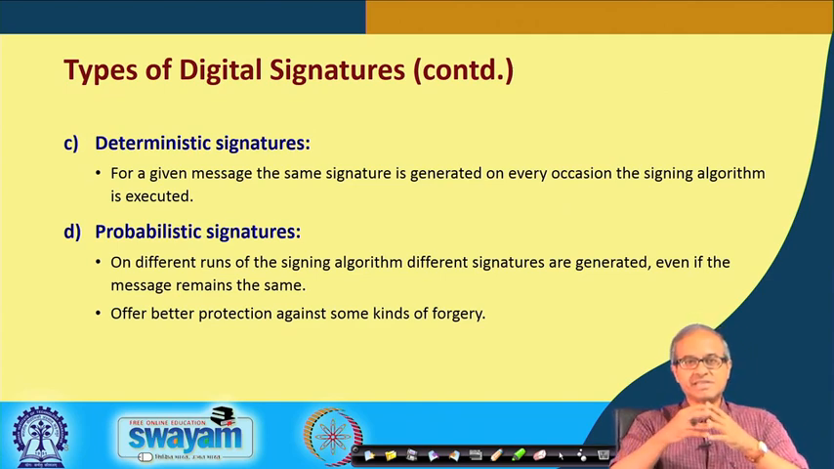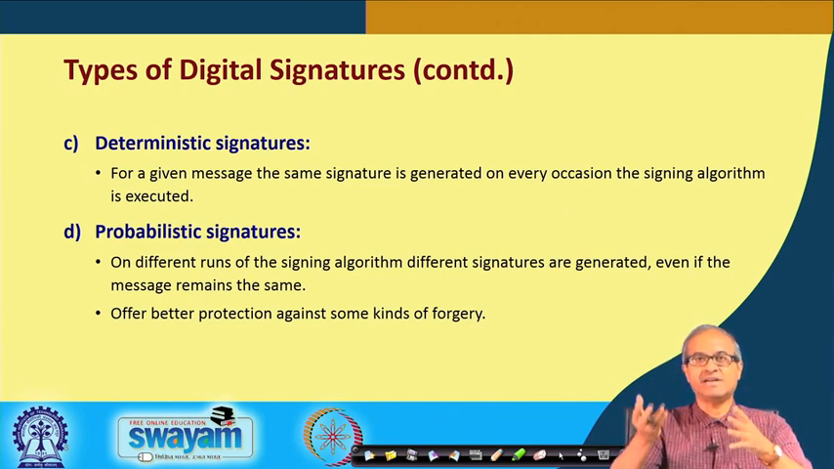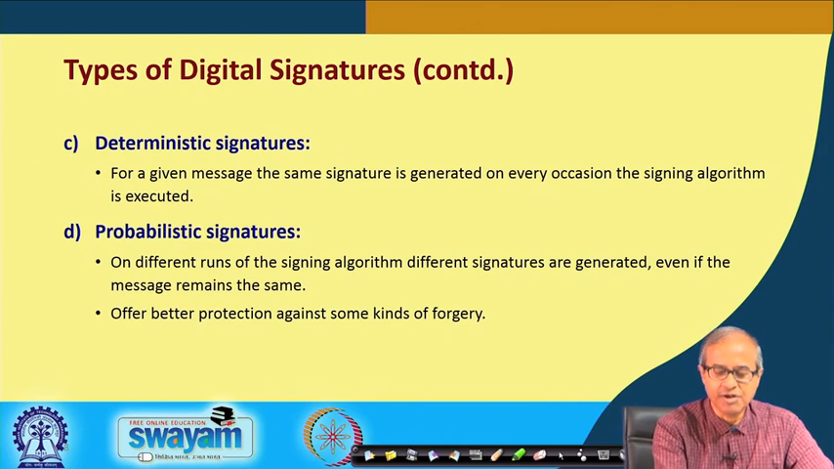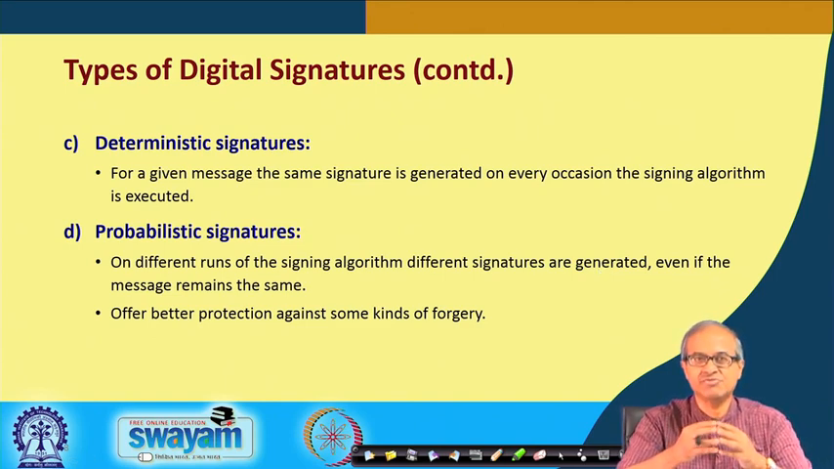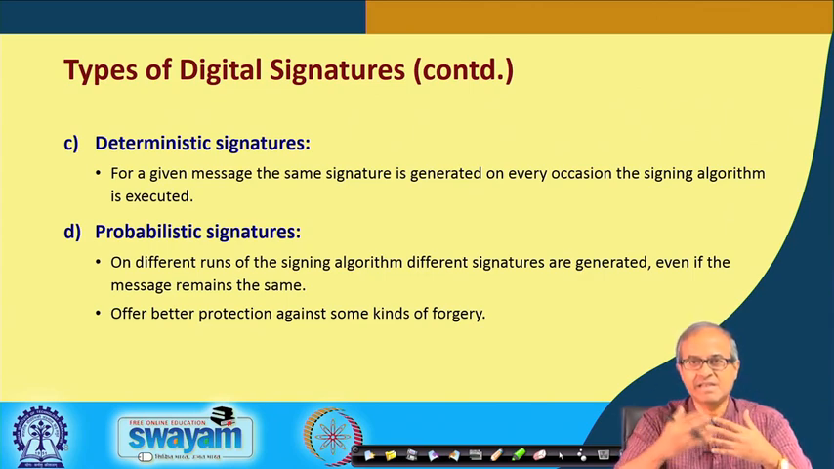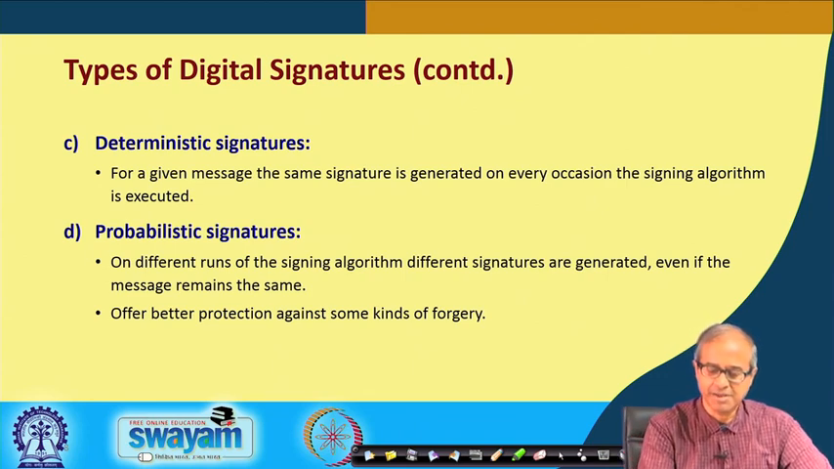But probabilistic signature is something which adds another level of security, that every time there may not be a match. With some probability, on different runs of the signing algorithm, different signatures can be generated even for the same message. There are many ways in which you can use this probabilistic signature. I am again not going into detail, but this adds a level of security to some systems where a very high level of security is required. There you can go for probabilistic signatures. Okay.